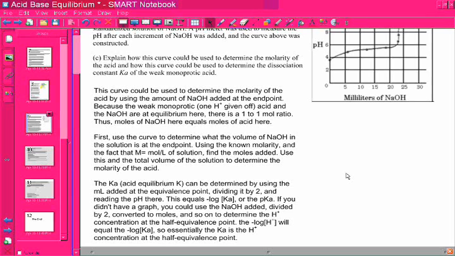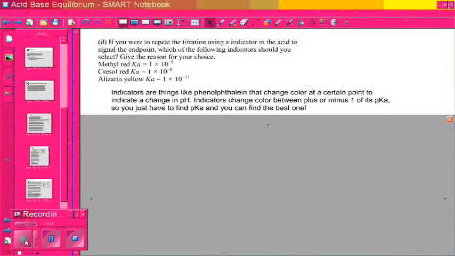This asks you to apply a titration curve to find Ka and molarity of the acid. Pretty straightforward. Follow the directions here if there's math, but a more complicated scenario will be described in E. This question requires that you know about indicators, which give a visual sign during a titration that the endpoint has been reached. Indicators are things like phenolphthalein that change color at a certain point to indicate a change in pH. Indicators change color within plus or minus 1 of their pKa, so you just have to find the pKa and you can find the best one.